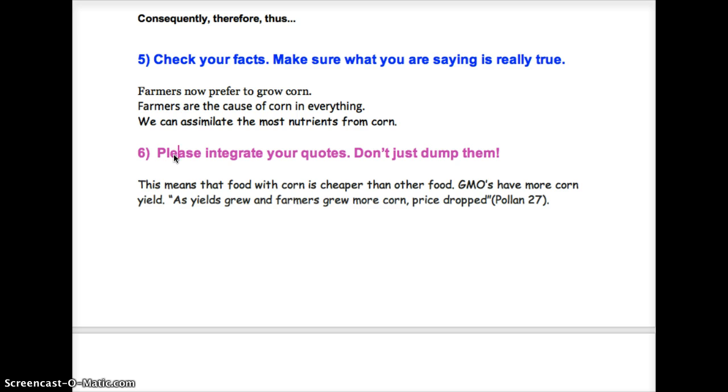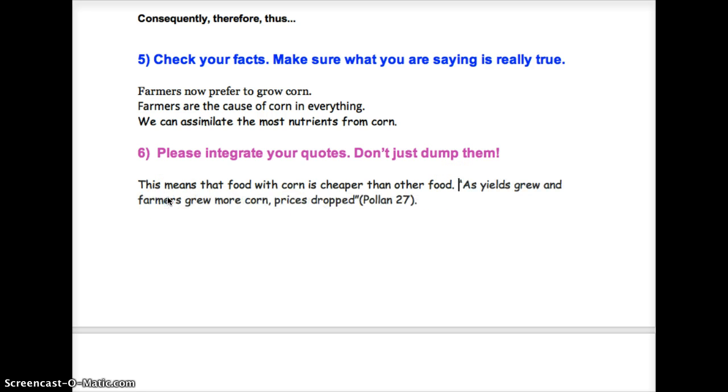Lastly, please, please, please integrate your quotes. Don't just dump them in there. Your quotes, just like your transitions, just like from sentence to sentence, they need to be connected. Your quotes need to be connected as well to the ideas that are before and after. Okay, so here's an example, and I will integrate this quote so you can see how to do it. Okay, so this means that food with corn is cheaper than other food. GMOs have more corn yields. As yields grew and farmers grew more corn, prices dropped. Pollan 27. We need to connect this quote to this idea here that food with corn is cheaper than other food. I'm going to take this out.